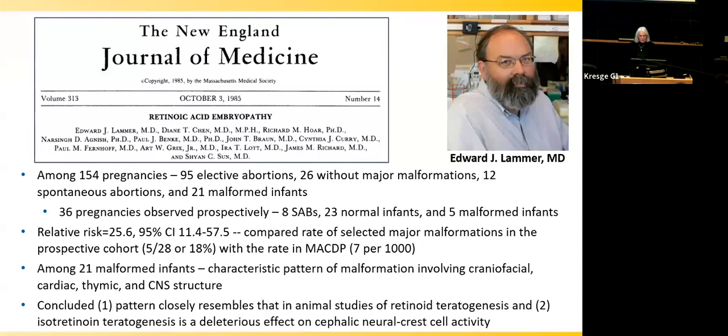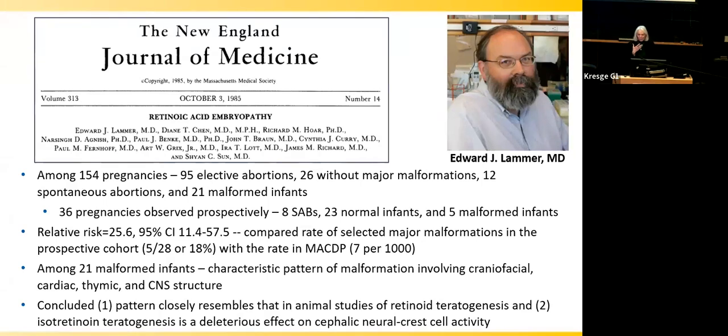And when they looked at that, there were 5 malformed infants out of the 28 pregnancies that were completed, or about 18%. When they did a relative risk, looking at the very particular kind of defects, and then looking at the rate of those in the Metropolitan Atlanta Congenital Defects Program, they got a relative risk of 25. Then they looked at, is there this characteristic pattern of malformation? Because they knew from thalidomide and rubella and other things like that that you would expect a characteristic pattern. And that is what they saw.